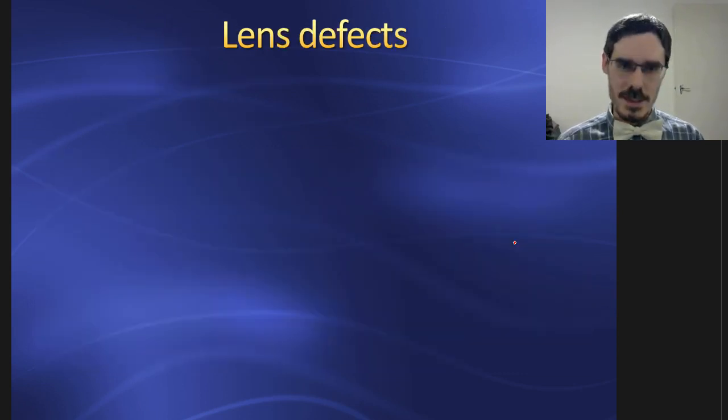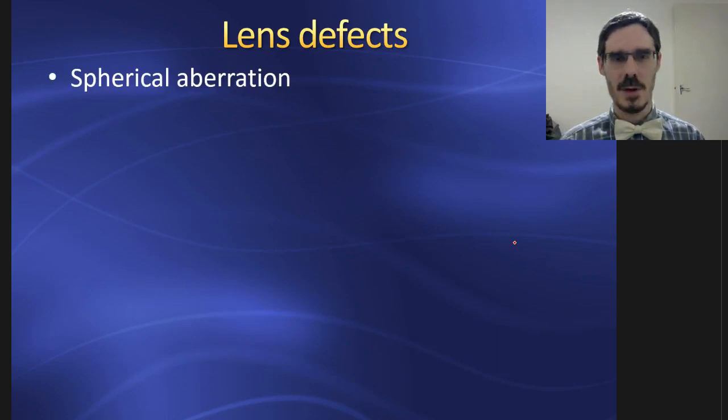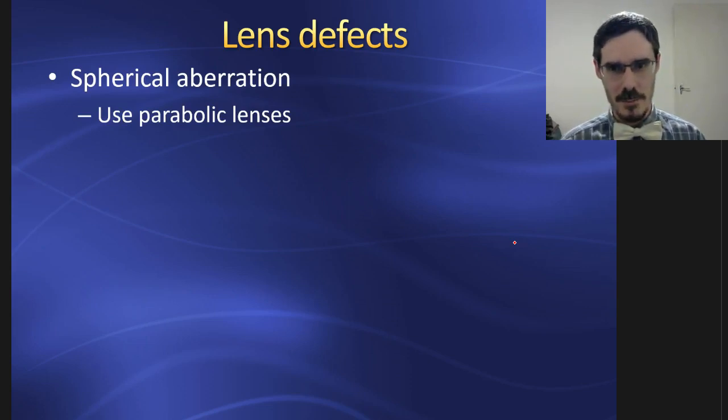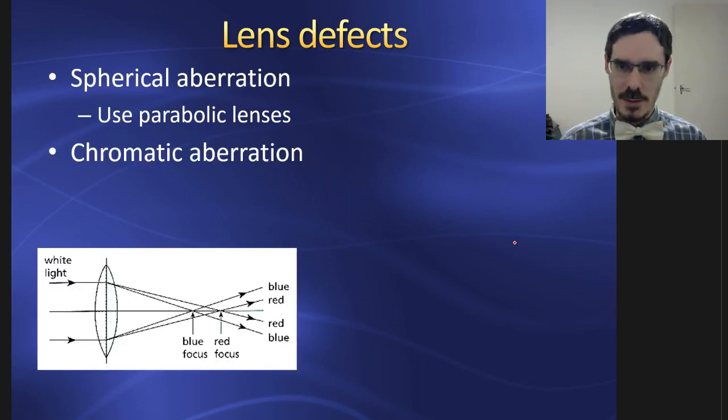Now, lenses also suffer from spherical aberration, and they have the same solution. Use a parabolic lens instead. But lenses have another problem. It's called chromatic aberration.